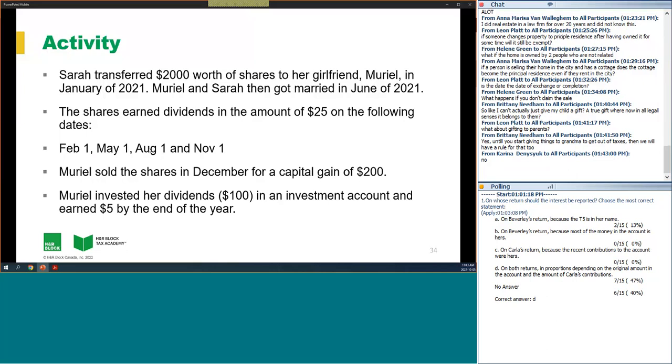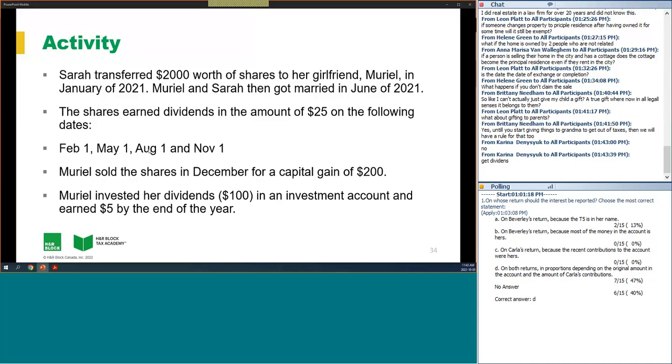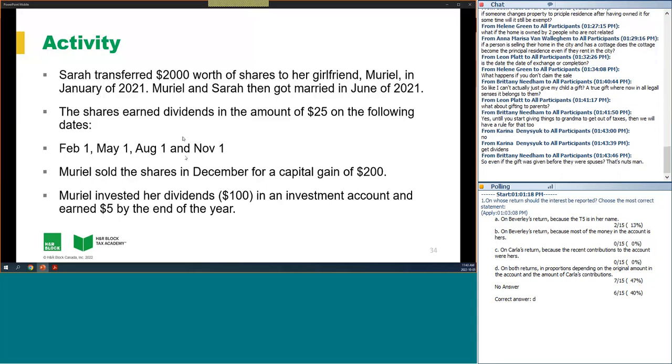Now we hit August. What happens in August? By August, Muriel has assets that were transferred to her by her spouse. So even though the transfer happened before they got married, now they're married. So now we have to attribute the $25 dividend income to Sarah. Sarah is going to claim $25 of dividends from August. November, they're still married, so Sarah is going to report the $25 of dividends again.